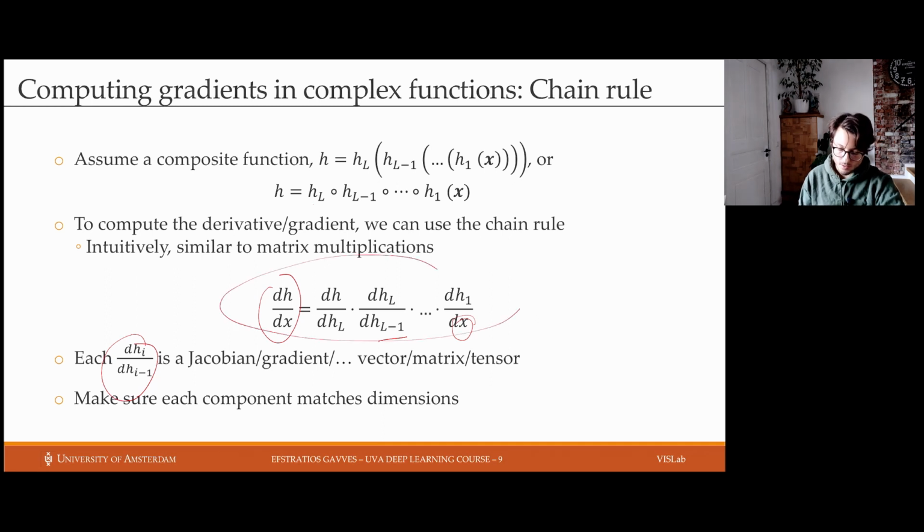And in this expression, each of these guys here is basically a Jacobian, gradient, whatever you want to call it, vector, matrix, tensor. And clearly, when we want to compute the final gradient, so that's going to be the final gradient for our parameters, let's say in our neural network, we have to make sure that each component matches dimensions. If the dimensions don't match, basically this operation is not valid. There is something wrong there.